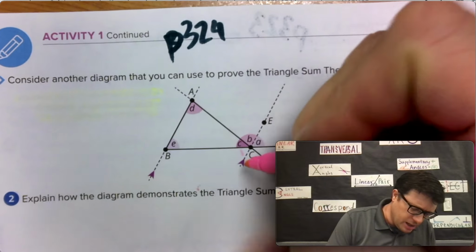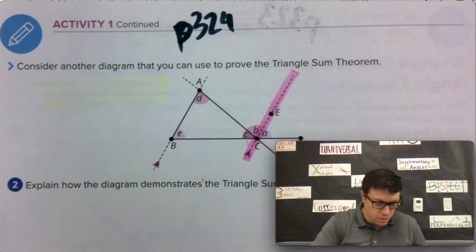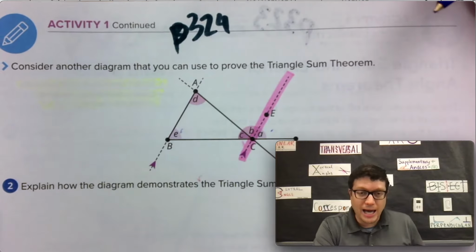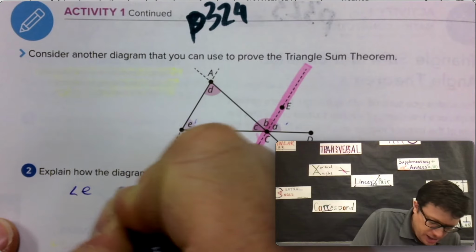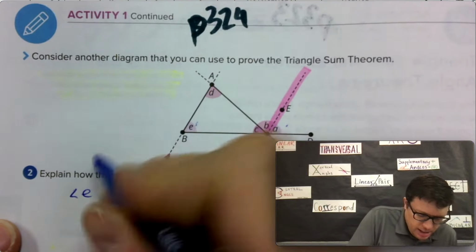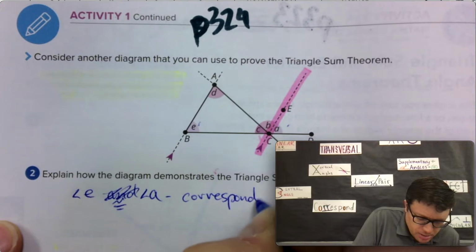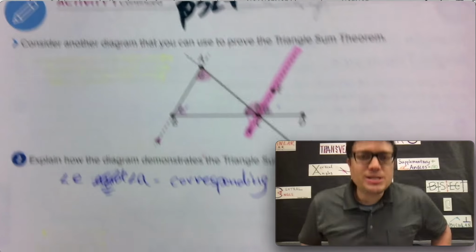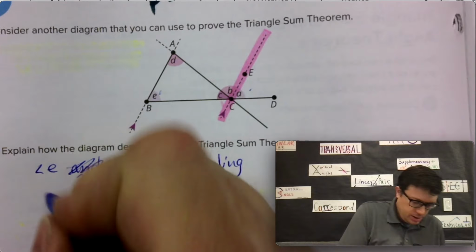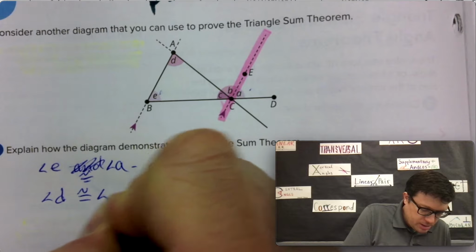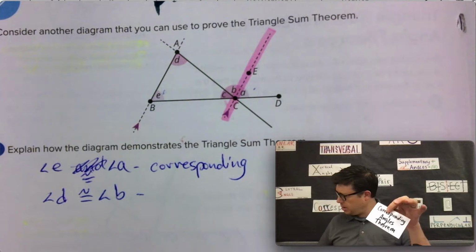This is the auxiliary line that we drew on the previous page. And it actually turns out that angle E and angle A are corresponding, right? So angle E and angle A, I should just write the word congruent because they are corresponding. I can also say that angle D and angle B are congruent. So angle D is congruent to angle B because they are not corresponding.